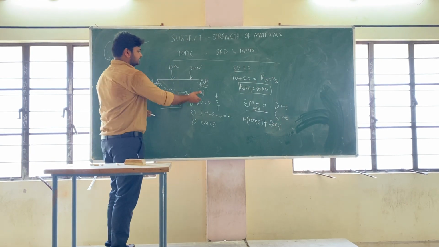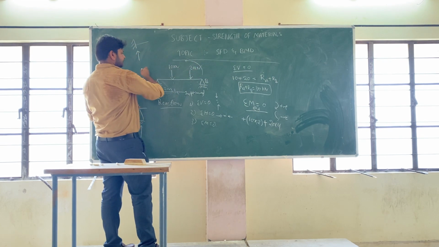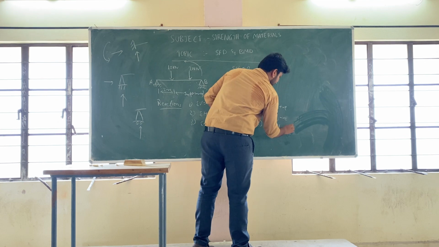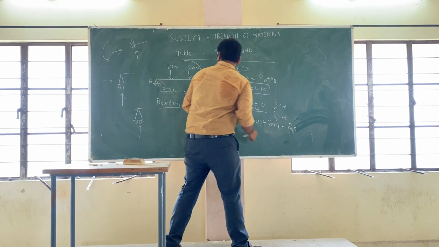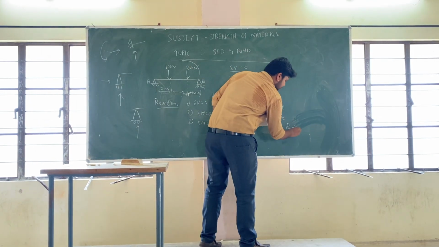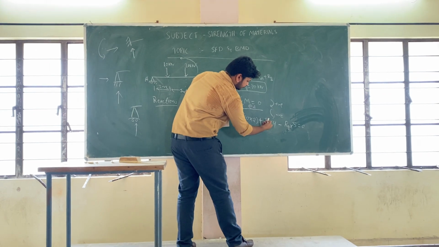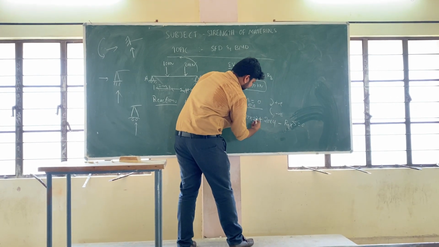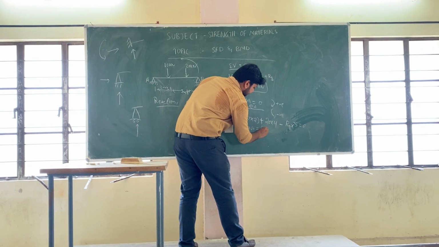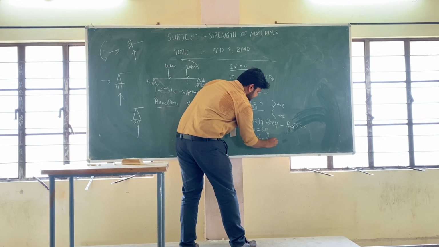Then again, one more support, that is RB. RB is generating a moment like this, that is anti-clockwise. As we take anti-clockwise as negative, so minus RB into total distance, which is 1 plus 2 plus 2, that is 5 meters. If you solve this, you will get 10 into 2, 20, plus 4 into 20, 80. 80 plus 20, 100. 100 is equal to 5 RB. So you will get RB is equal to 20 kilonewtons.